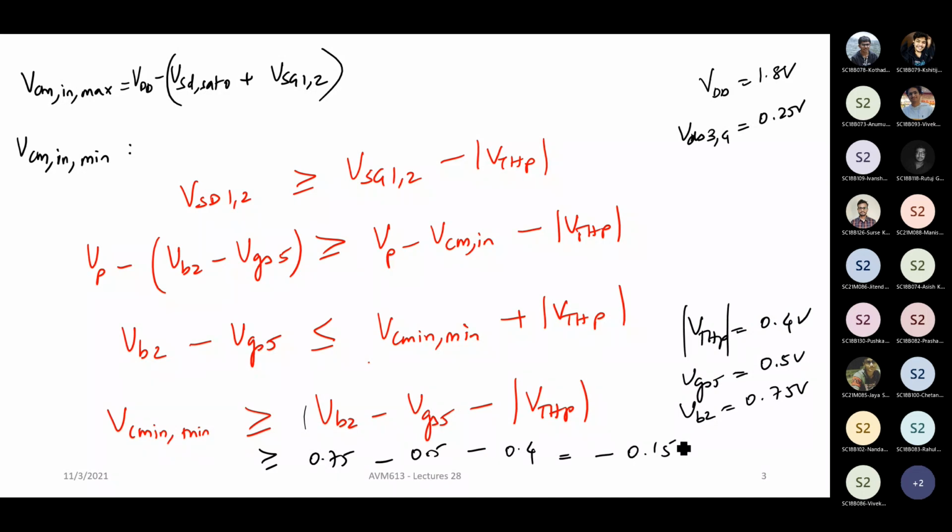Minus 0.15. Correct. So don't get scared. This is the wonderful property of folded cascode op amps. Basically, what this equation is telling us is that the minimum input common mode voltage even goes below 0. I just gave a more realistic example here, and it reaches even below 0.